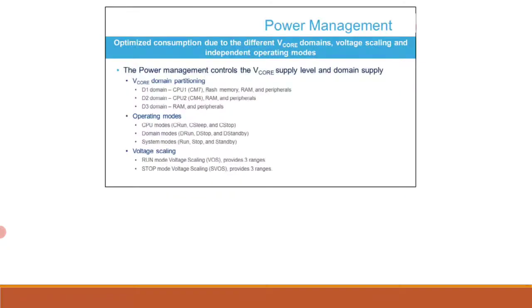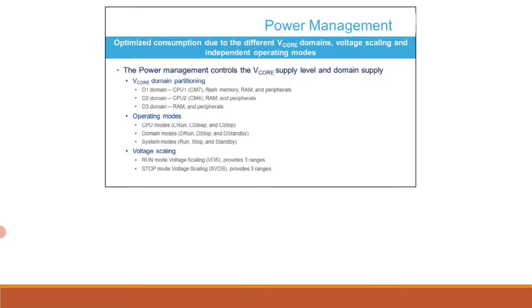So the power management function controls the power supply for the different domains based on the domain operating mode. The system and domain operating mode depends on the CPU operating mode and the CPU's subsystem boundaries. You can see the operating modes. CPU modes: C-run, C-sleep and C-stop. Domain modes: D-run, D-stop and D-standby. System modes are run, stop and standby.